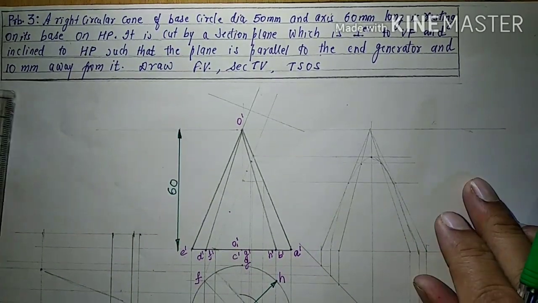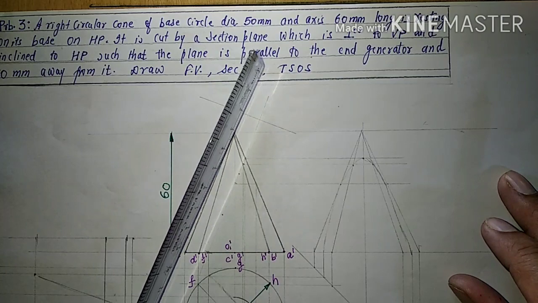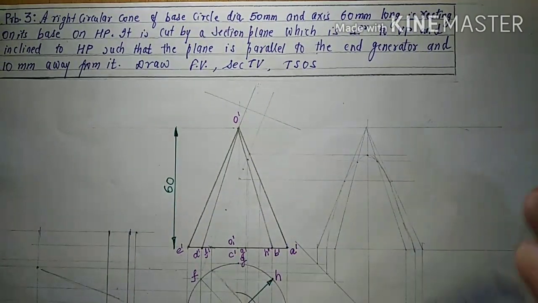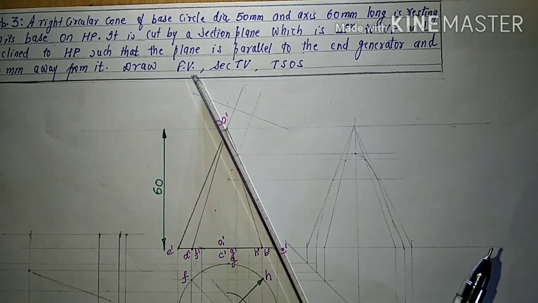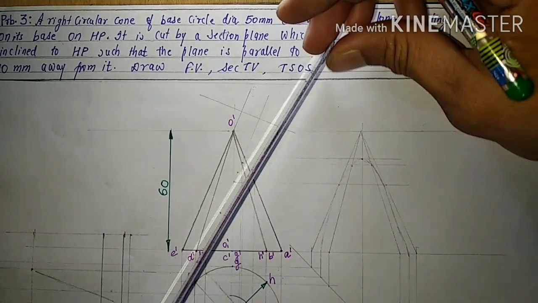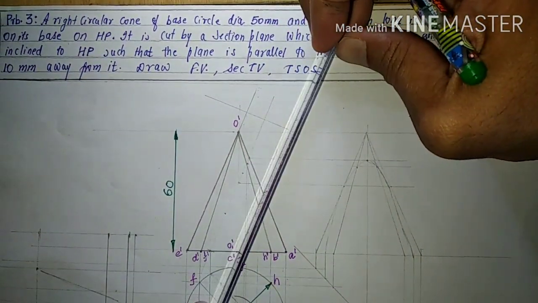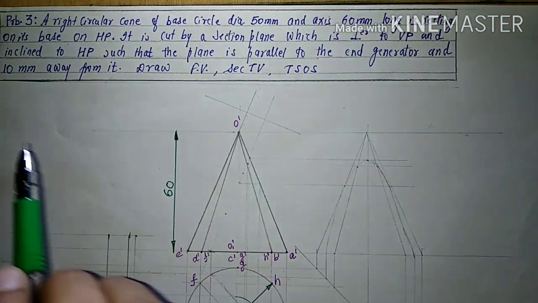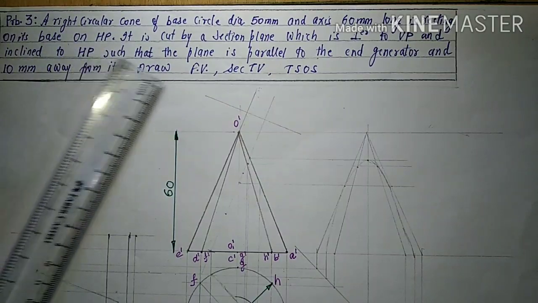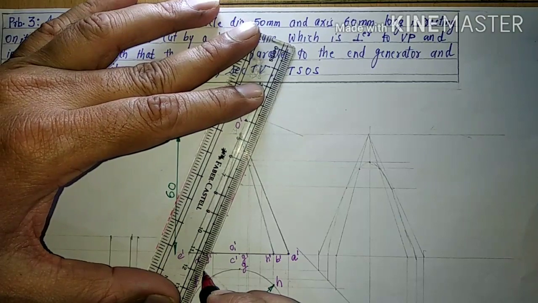So a cutting plane line will come into the picture and it is parallel to one of the extreme generators. Either it can be parallel to this extreme generator, or it can be parallel to this extreme generator. So it can cut like this one, or in this fashion also. But it is also mentioned that it is 10 mm away from it. So 10 mm away from it, we are drawing parallel to one of the extreme generators, a cutting plane line.